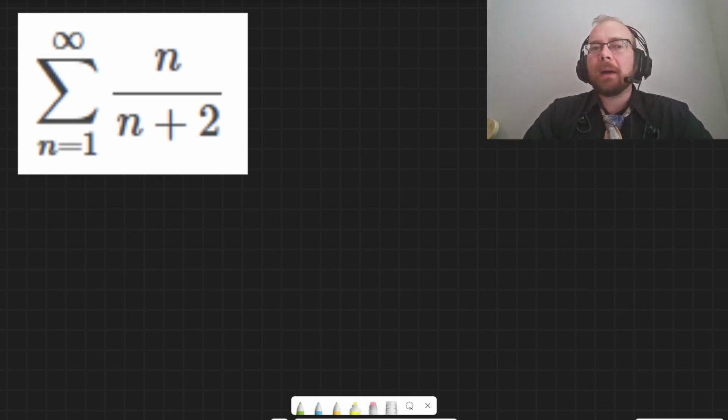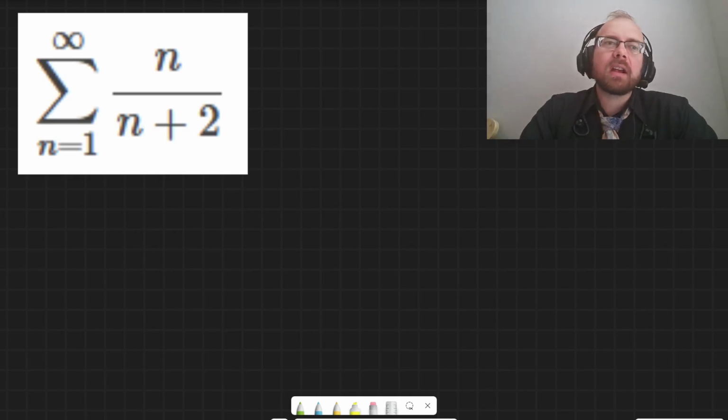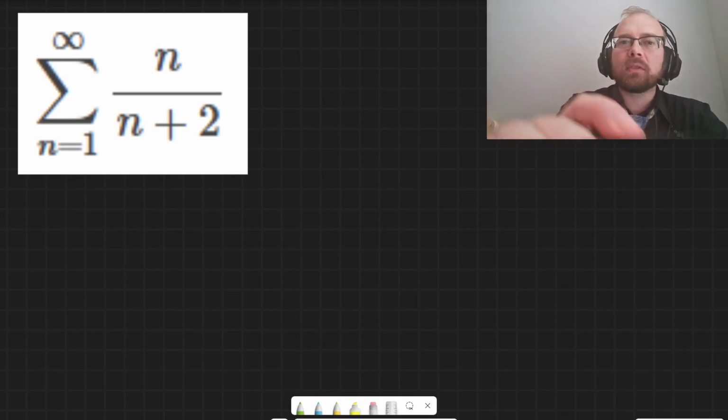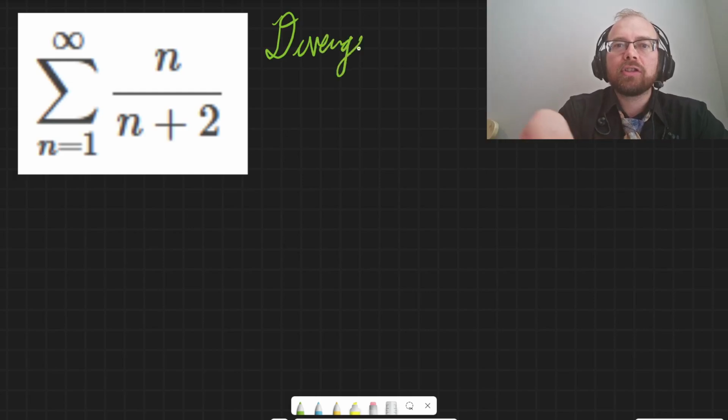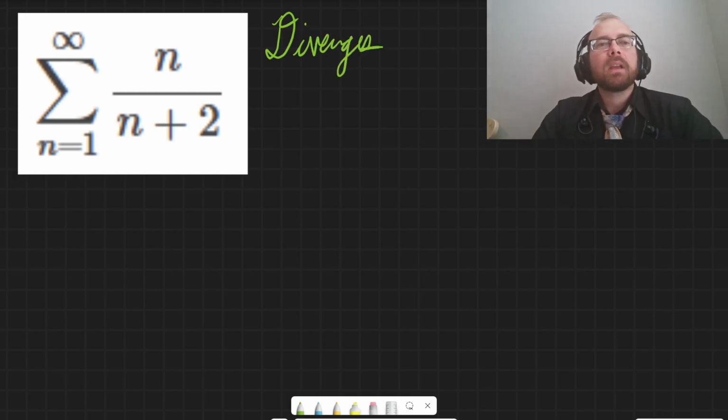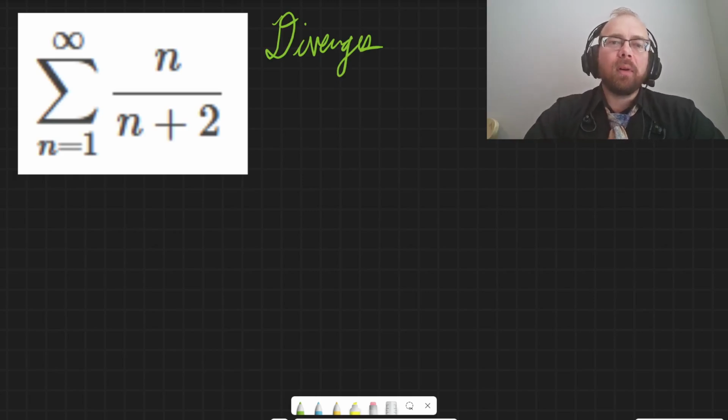So the degree of the top is 1, the degree of the bottom is 1. The degree of the bottom needs to be more than 1 bigger than the top in order for it to converge, sort of like modified p-series there. And it doesn't, so this is going to diverge. So this one, right off that, we know it's going to diverge. So we're going to say diverges. Diverges.